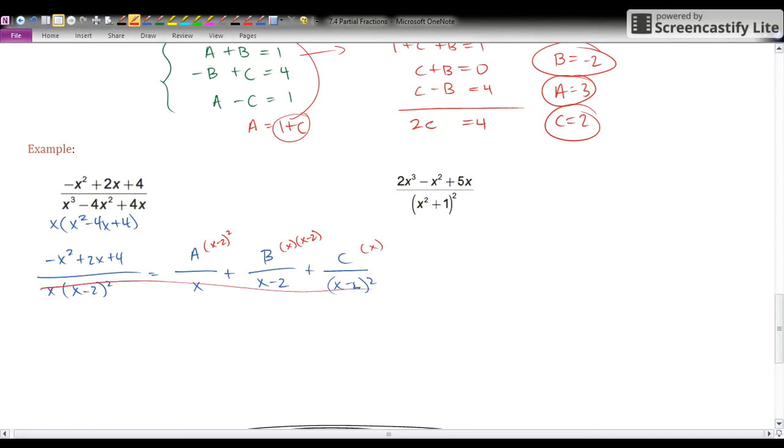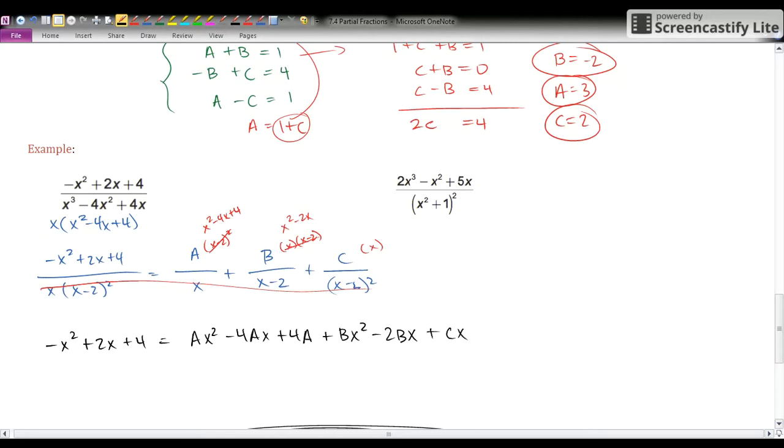Let's see. I need to distribute the A through here, and so I need to FOIL this out. So this is x squared minus 4x plus 4, if you don't mind. This is what? x squared minus 2x. And I think I'm feeling good. So what on earth do I have? I have negative x squared plus 2x plus 4 equals Ax squared minus 4Ax plus 4A, and then I have plus Bx squared minus 2Bx, and then I have plus Cx.